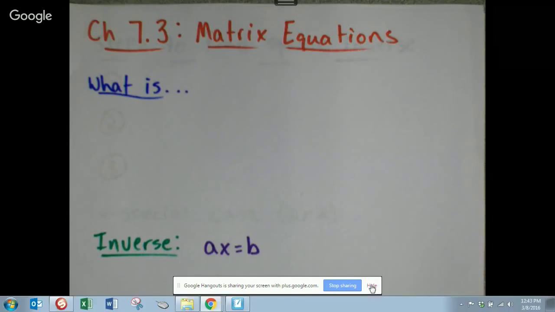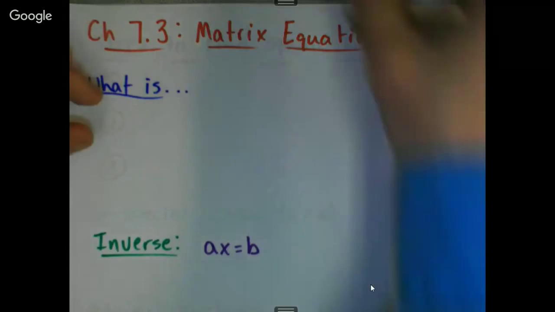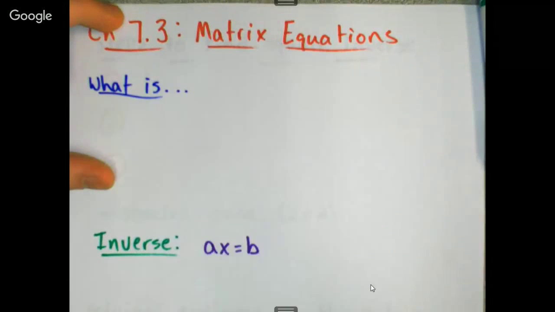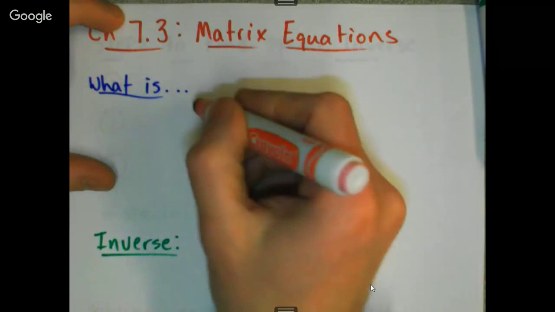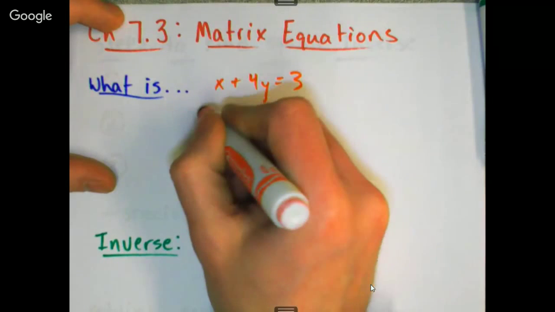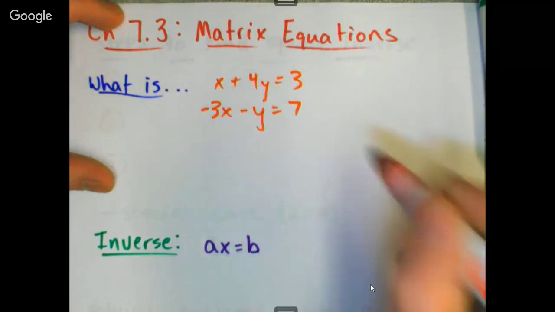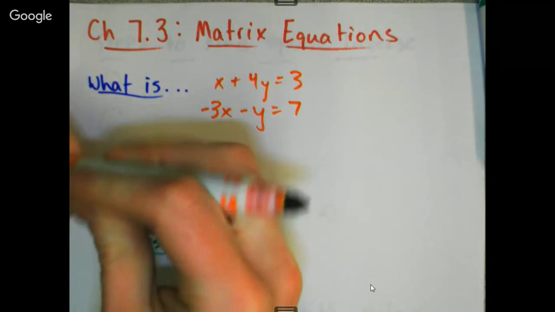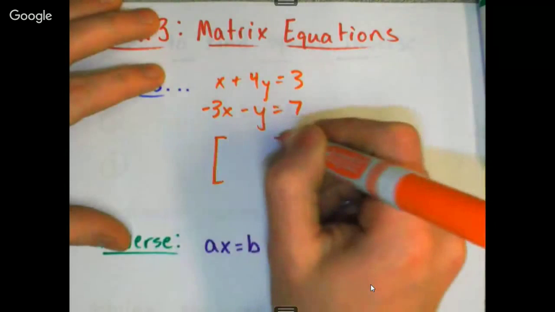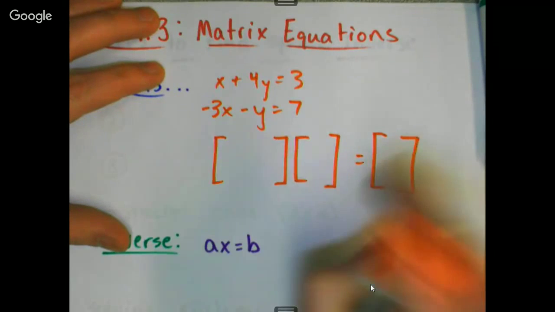A matrix equation is just taking, and a lot of times we'll take a system of equations. So I'll take, and we'll say negative 3x minus y equals 7. So I take this system of equations and we're going to form it into a matrix equation, which is just multiplying matrices to form with an equal sign in it.